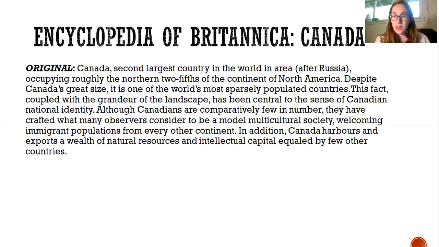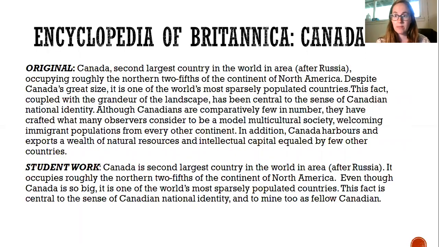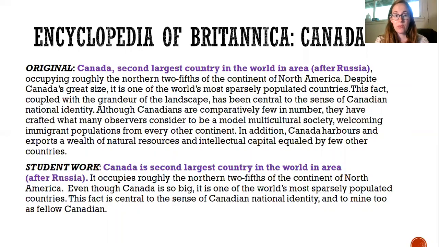So then, let's say you're a student and you write this based on that paragraph. You write, Canada is second largest country in the world in area after Russia. It occupies roughly the northern 2/5 of the continent of North America. Even though Canada is so big, it is one of the world's most sparsely populated countries. This fact is central to the sense of Canadian national identity, and to mine too as a fellow Canadian. So let's think, is this plagiarized? Did the student steal the ideas from the Encyclopedia Britannica? Well, yes, he did. If we look in purple, you can see the first sentence is pretty much identical.